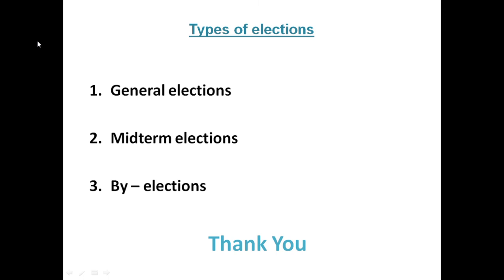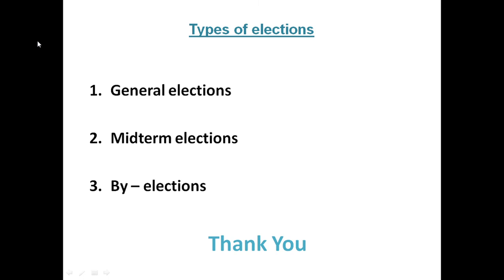And the third is by-elections. If an elected representative in the Lok Sabha, Vidhan Sabha or the local self-government resigns or is no more, the elections are held for that vacant seat. This is called a by-election.